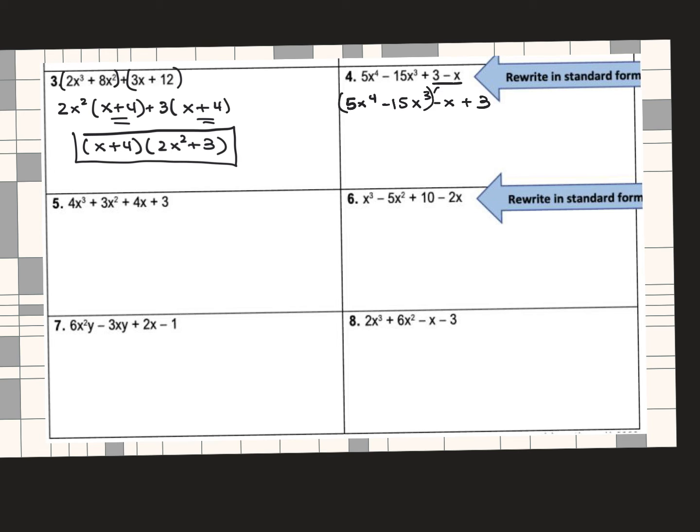All right, so I'm going to group my first two, group my last two. 5x to the fourth minus 15x cubed has 5x cubed in common. Divide each term by 5x cubed, and I get x minus 3. Here I have negative x and 3, so I'm going to pull out a negative 1. So I have x minus 3. What's in parentheses is the same. So I'm going to group my GCFs together, and what is left in parentheses.